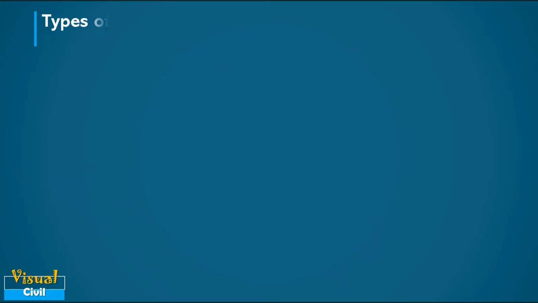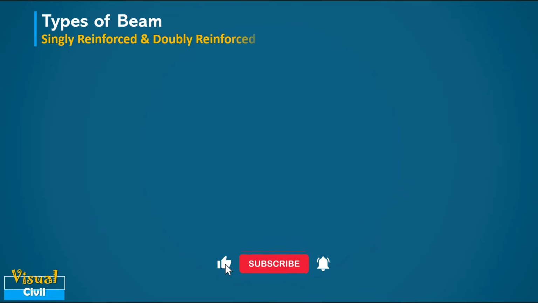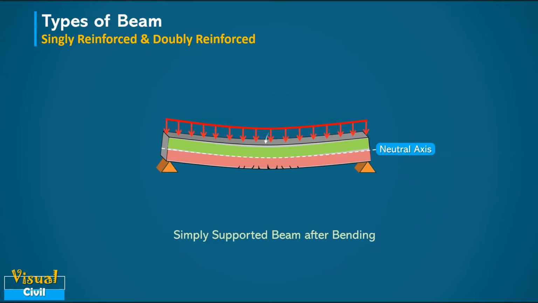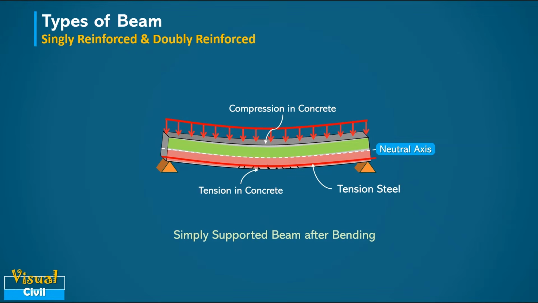Now let us understand another category as singly reinforced and doubly reinforced type beam. Consider a simply supported beam carrying a uniformly distributed load as shown here. When the load acts on the beam, it bends, causing compression in the upper face and tension in the lower face. Concrete is excellent at resisting compression on the top side. However, it is weak in tension and cannot withstand the stresses at the bottom. That is why reinforcing steel bars are placed near the tension zone at the bottom of the beam to resist these forces.